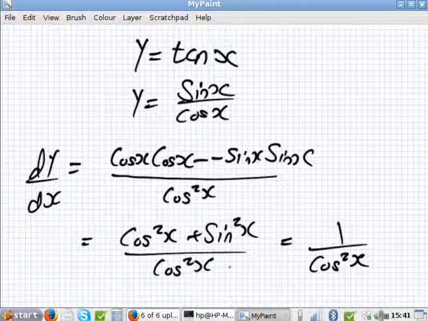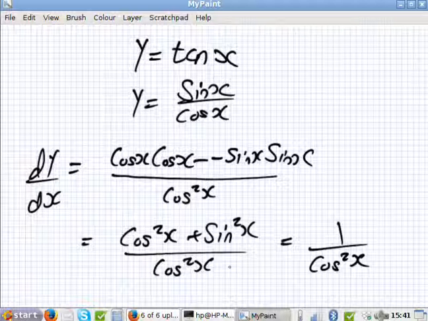Right, so in number 1, oh yeah, sorry, before I do that, let me just do one more for you, an important one. So y equals tan x. Tan x is sine x over cos x. So we can use the quotient rule.